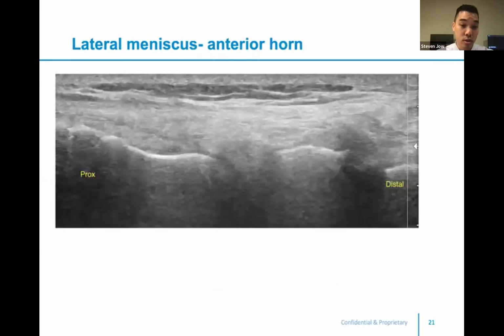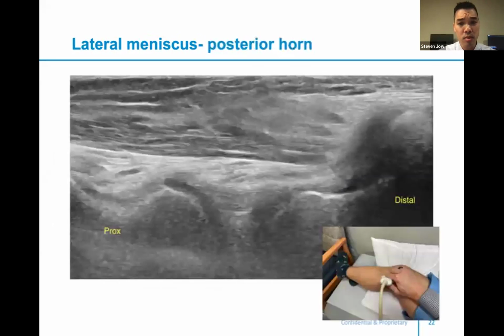So coming back to our structure of interest, we can locate the anterior horn of the lateral meniscus, which is a fibrocartilage and hyperechoic structure, like a triangle between the femur and tibia. So here we look for meniscal extrusion, parameniscal cysts, or tears. And this was taken from the contralateral knee. And then to look at the posterior horn, I found that you really need to angle your transducer inward or anteriorly. And here we can see a picture of that. Again, looking for any clefts, tears, cysts.